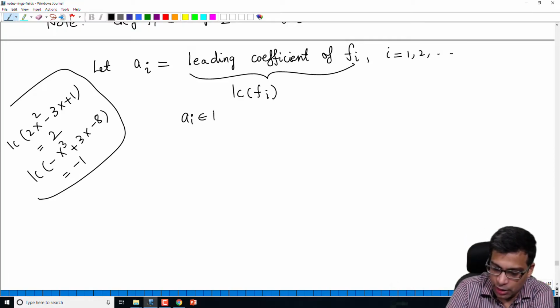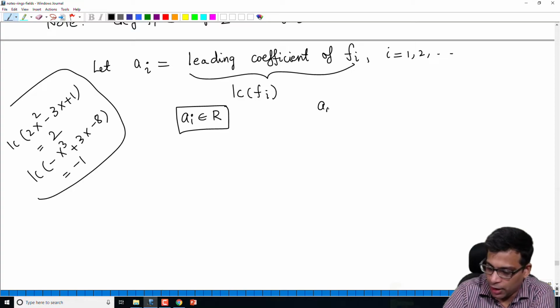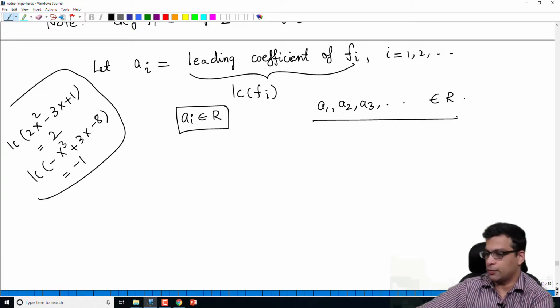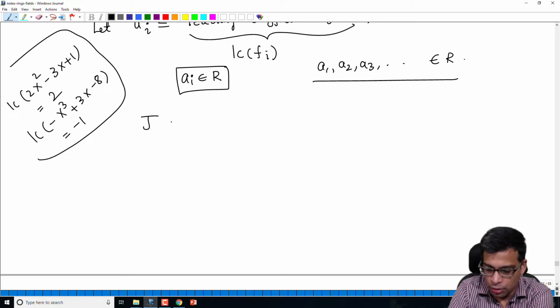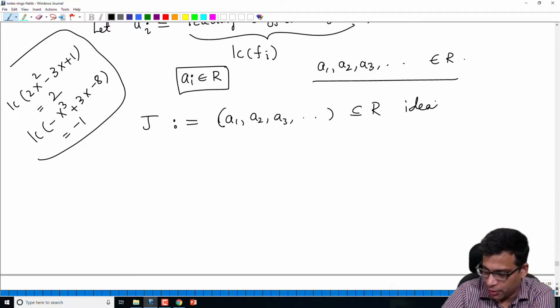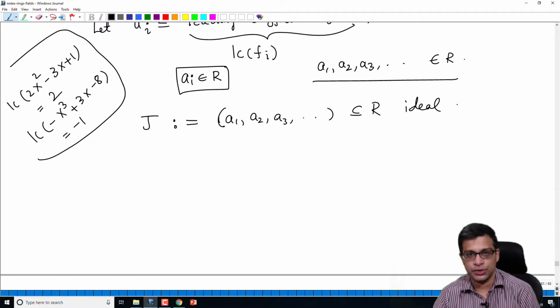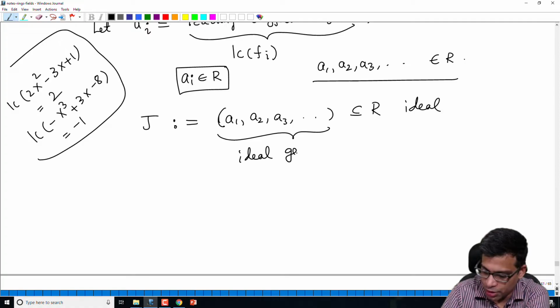So certainly Ai is in R, and this is where we go to R now and use the hypothesis. So we have now A1, A2, A3 and so on. These are all elements of R. So we have a potentially infinite sequence of polynomials, and we are now forgetting the polynomials except the leading coefficients. We take the collection of leading coefficients and define J to be the ideal generated by all these leading coefficients. So this is an ideal by definition, right? I'm not taking the set of these leading coefficients, of course that's certainly not an ideal. I'm taking the ideal generated by A1, A2 and so on.